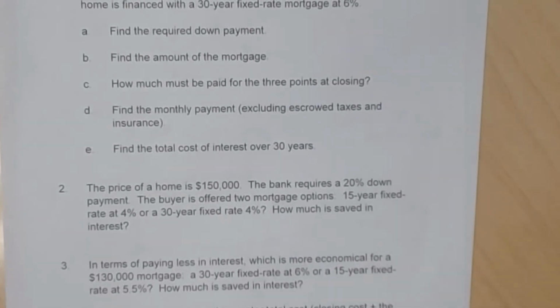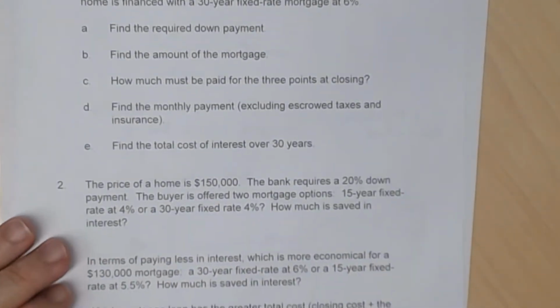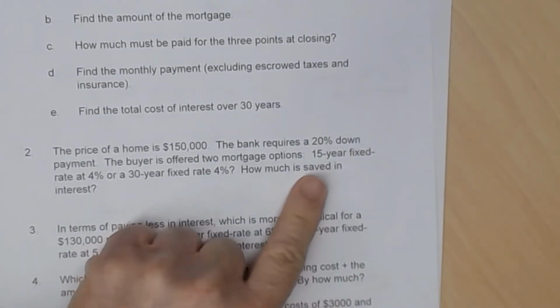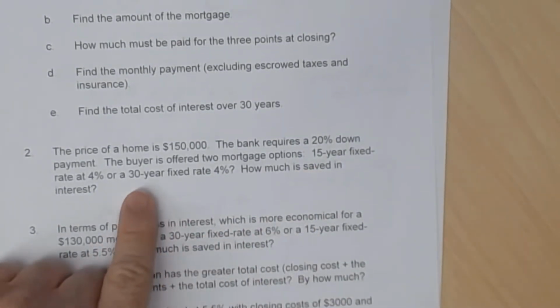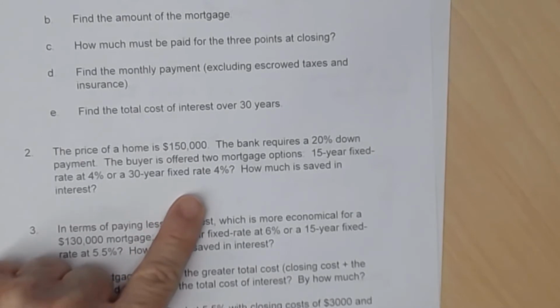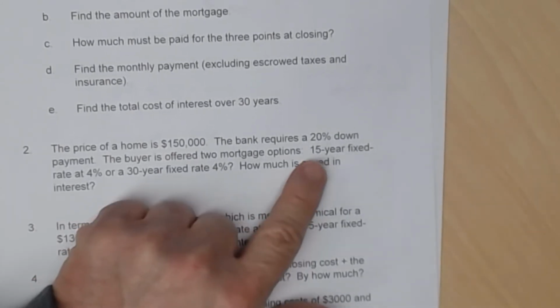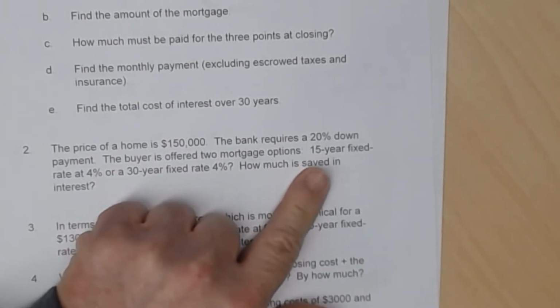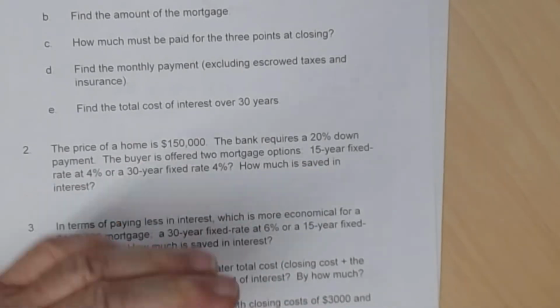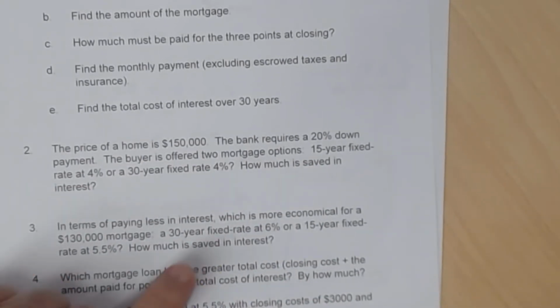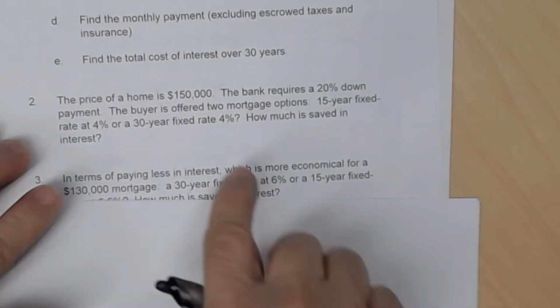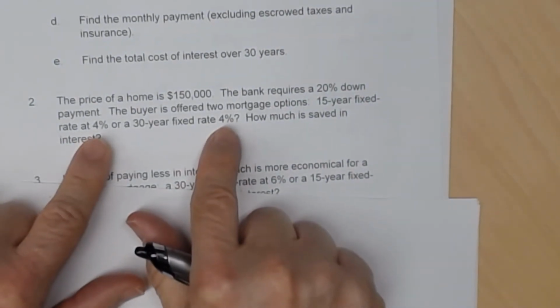The bank requires a 20% down payment, and the buyers offer two options. So 15-year fixed rate at 4% or 30-year fixed rate at 4%. And how much is saved in interest? Now, obviously, the 15-year fixed is going to save you the most interest. Okay, the question is, how much would you be saving, though, by going with 15 rather than 30? And only because the interest rates are the same. Keep that in mind. All right.